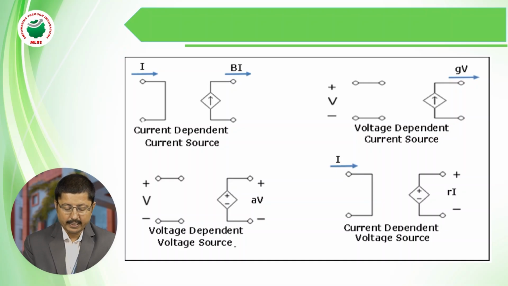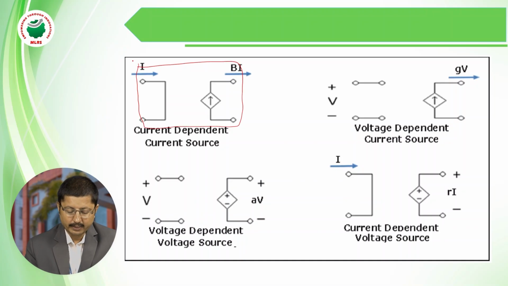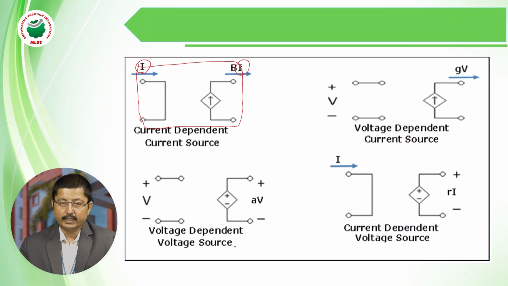Now let us see the different types of controlled sources. First, we can see the current dependent current source. Let us take this as one complete network, and the current flows into this network. This current depends upon other parameters within the same circuit, so we can call this a current dependent current source.